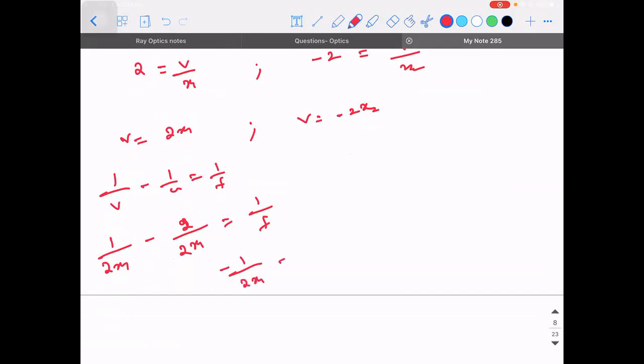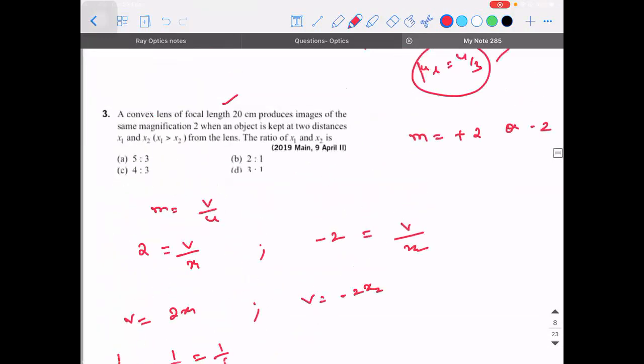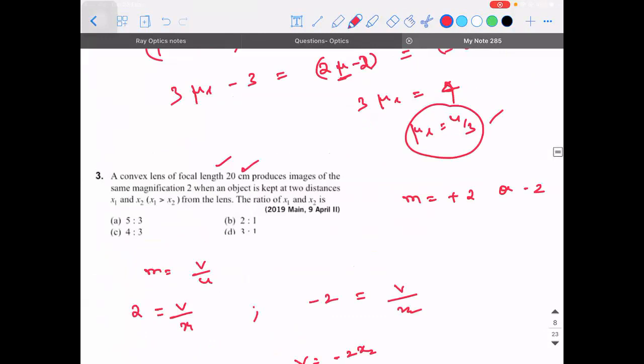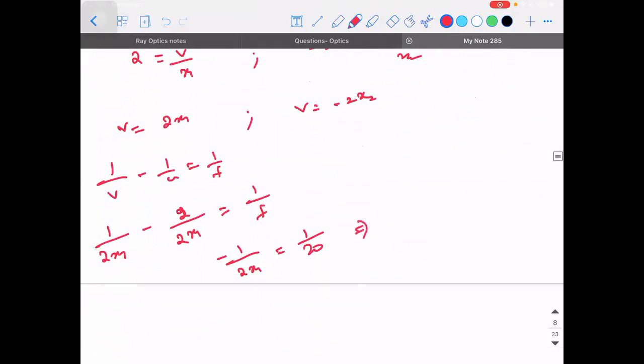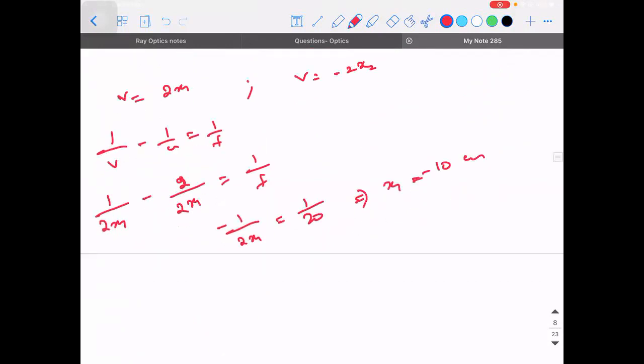Minus 1 by 2x1 is equal to 1 by f. Given the focal length is 20 centimeter, it's a convex lens. So x1 is 10 centimeter with a minus sign. What about x2?